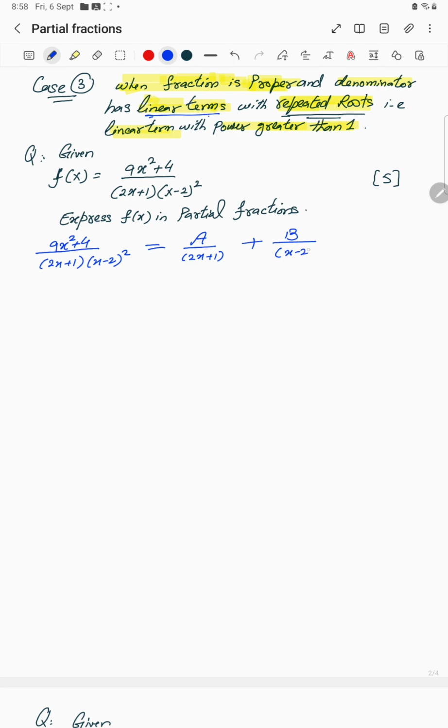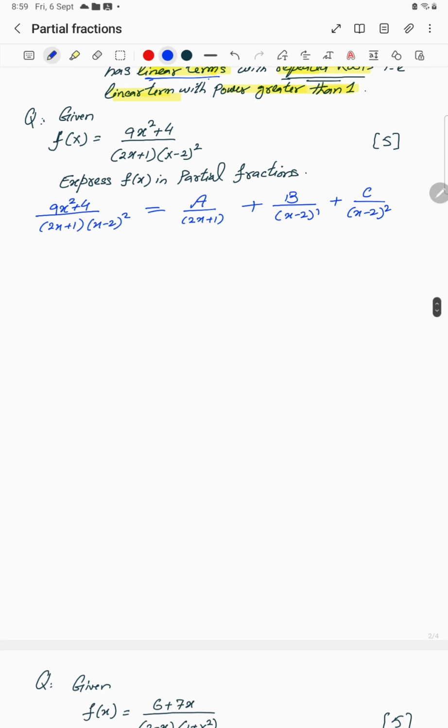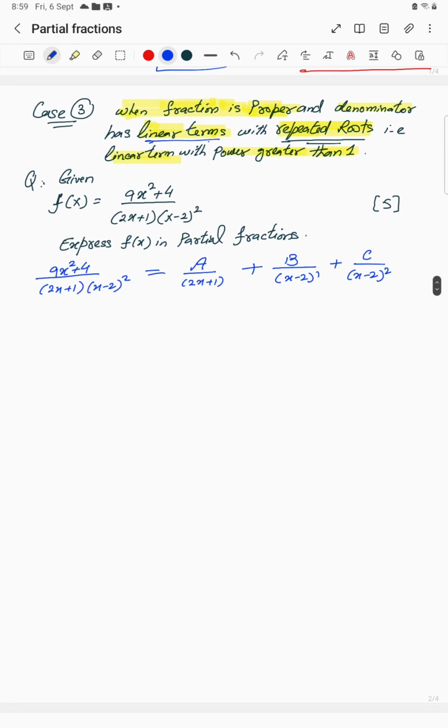So you write B over x minus 2 power 1, and after B we have C divided by (x minus 2) power 2. If it is (x minus 2) power 3, then we will write D over (x minus 2) power 3. You need to increase the power of the repeated root one by one gradually, up to the maximum in the question. So this is equation number 1 and we are going to find A, B and C.